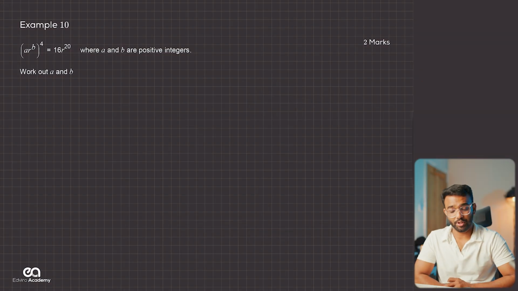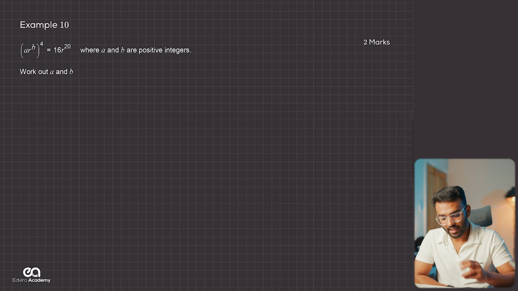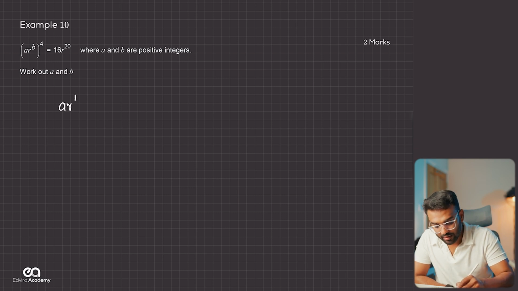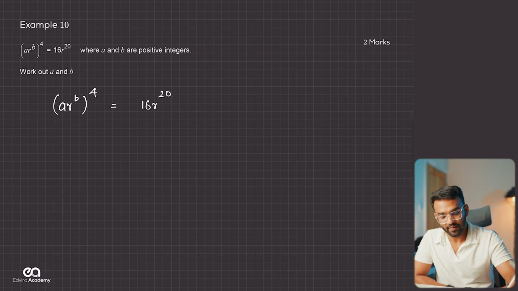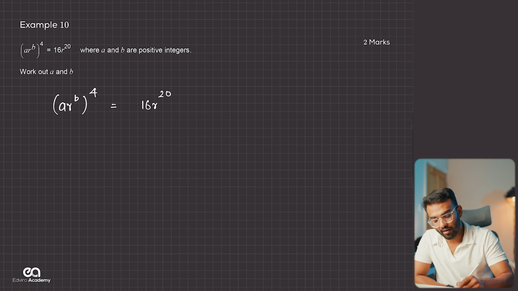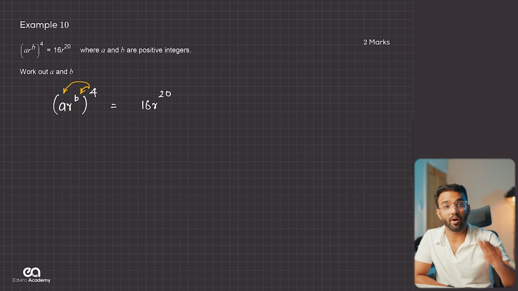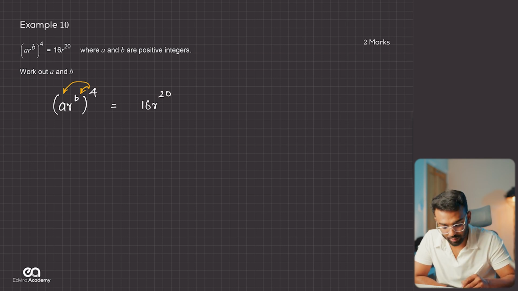So here is a quick question from indices laws. It says (ar to the power of b) to the whole power of 4 is 16r to the power of 20, where a and b are positive integers. Work out the value of a and b. First thing to do is apply the power law. The power 4 will apply to a, and the power 4 will also apply to r to the power of b. So this will be a to the power of 4 and r to the power of 4b equals 16 r to the power of 20.